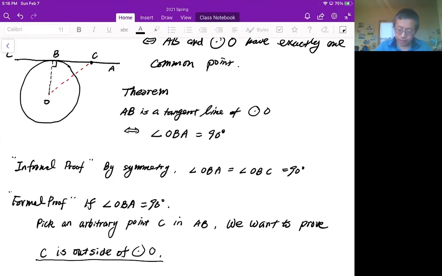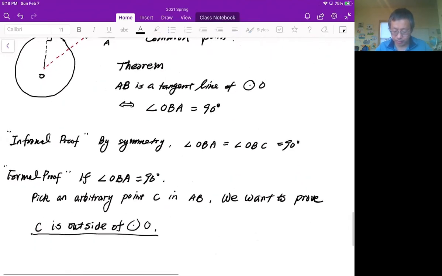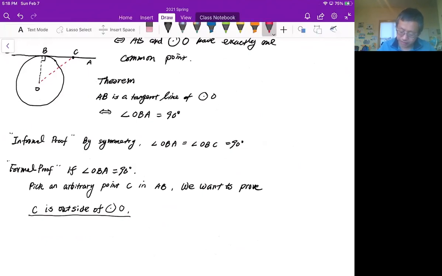So what I want to do is the following. I'm going to make that smaller, right? So that you can see the picture. So if that's the case, well, just because the angle OBC is 90 degrees, we get a right triangle.